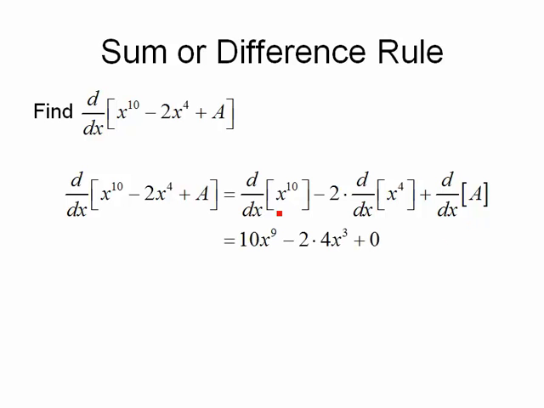Well, the derivative of x to the 10th is 10x to the 9th. The derivative of x to the 4th is 4x cubed, and I've tacked my 2 on there because that's the constant. And a was a constant, so when we take the derivative of it, we get 0. So simplifying, we end up getting 10x to the 9th minus 8x cubed.